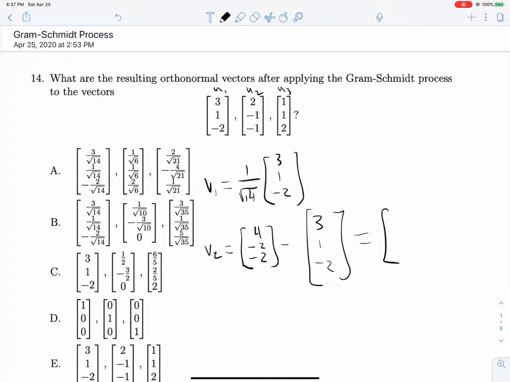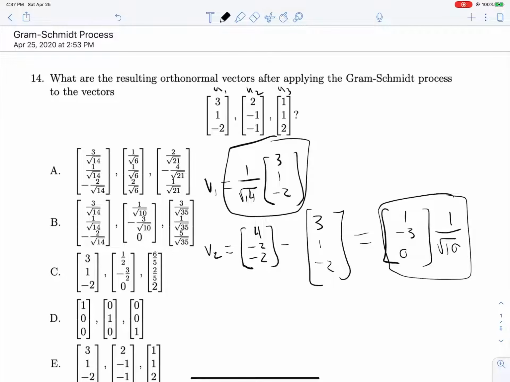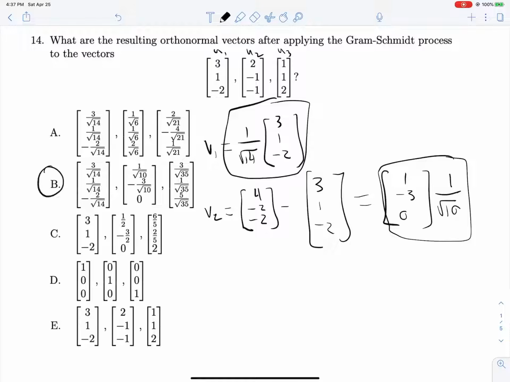So this subtraction will give us 1, negative 3, 0, and we'll have to multiply by 1 over root 10 to get v2. So now we have v1 and v2, and we know our answer there. The nice questions for Gram-Schmidt work like this, where if it's clear that you know what you're doing, there's only one answer choice halfway through when we found v2 that solves the question. So we're not stuck between this one and another one, and we don't have to go find v3 to make sure.